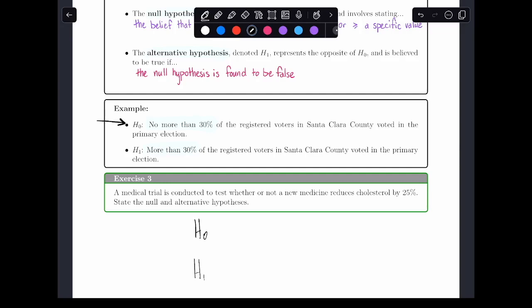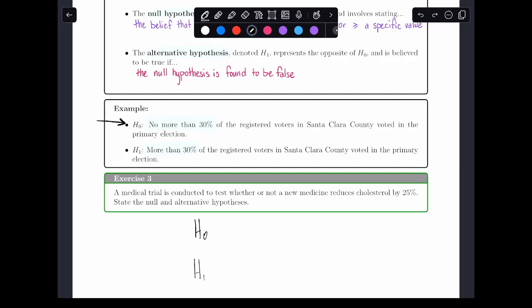And so I would want to state those hypotheses, and then I'd want to look at a sample and see if my sample gave me enough information to reject the null, or if I didn't have enough information to reject the null.